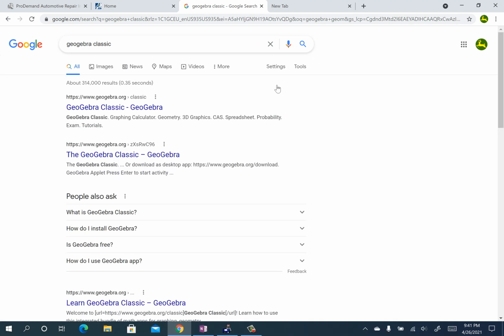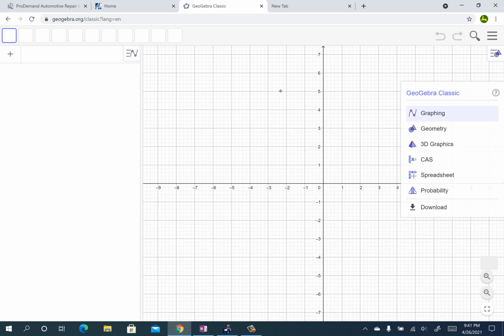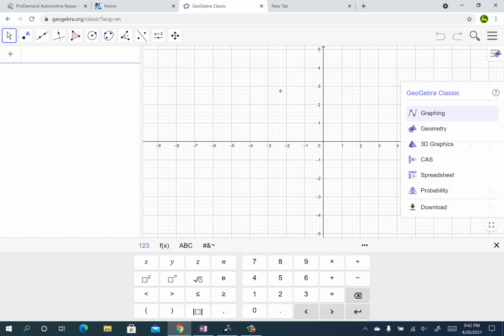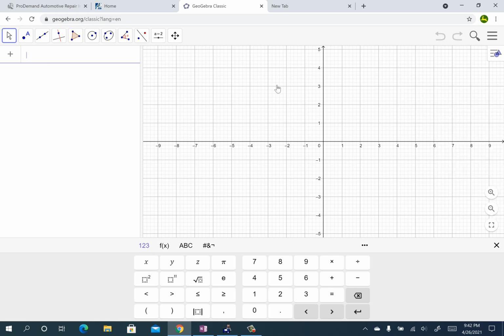There you go, GeoGebra Classic. Okay, here we go. So clearly I'm in this graphing deal, so I can just go in like this, and let's see what happens here.